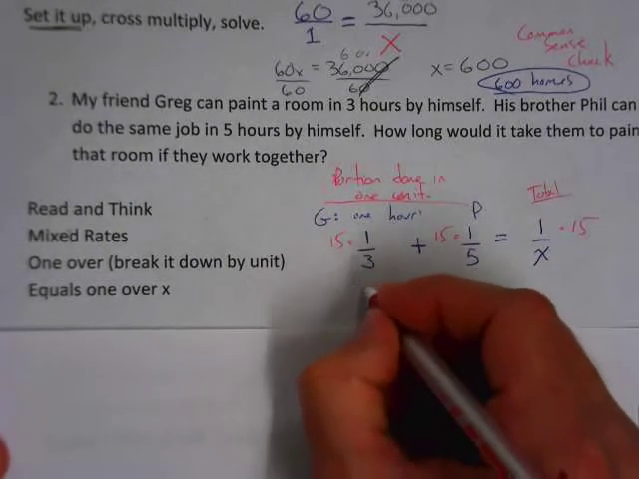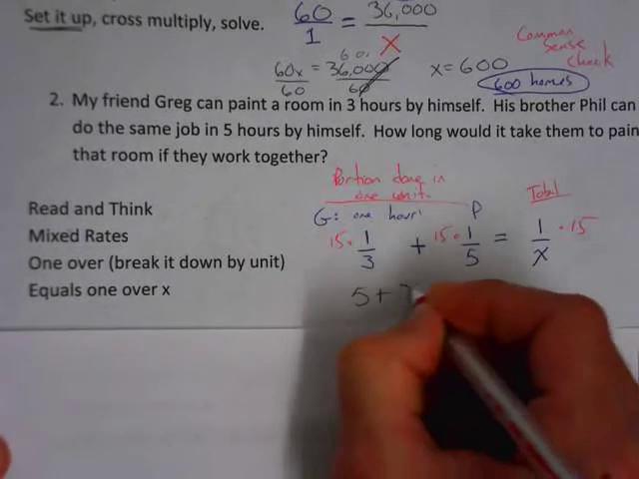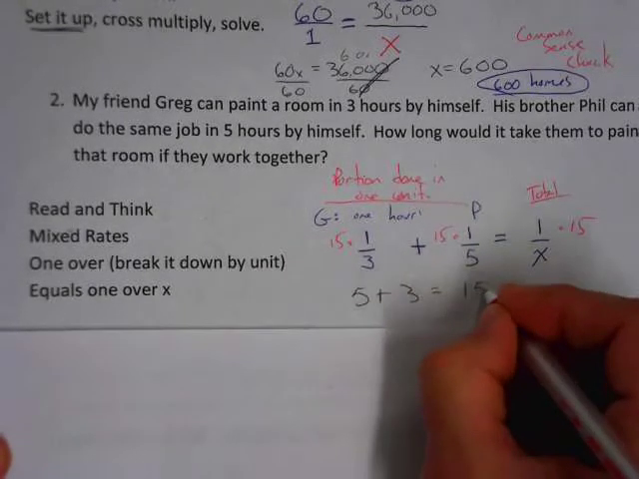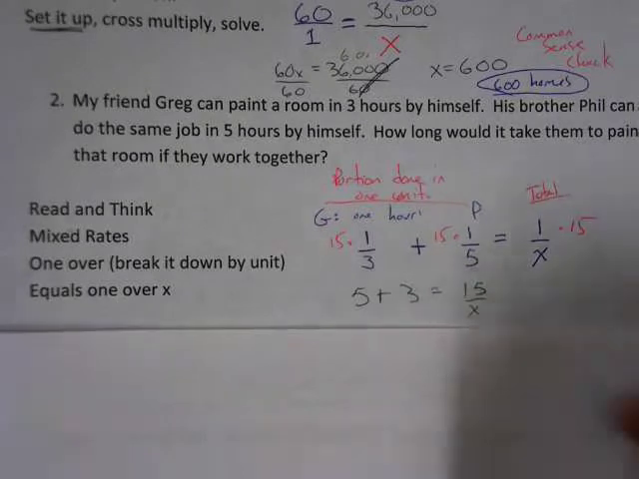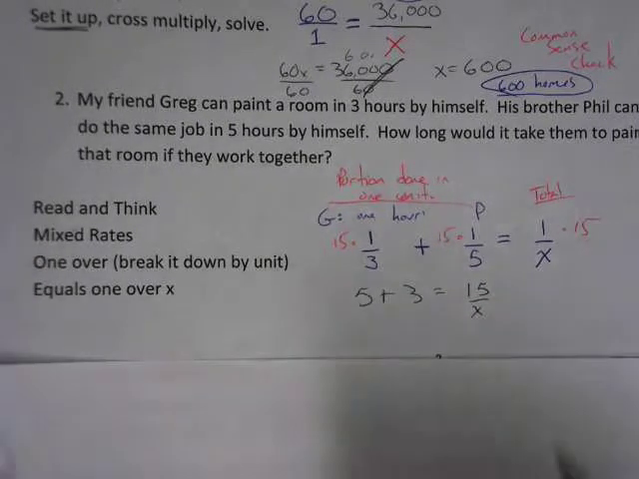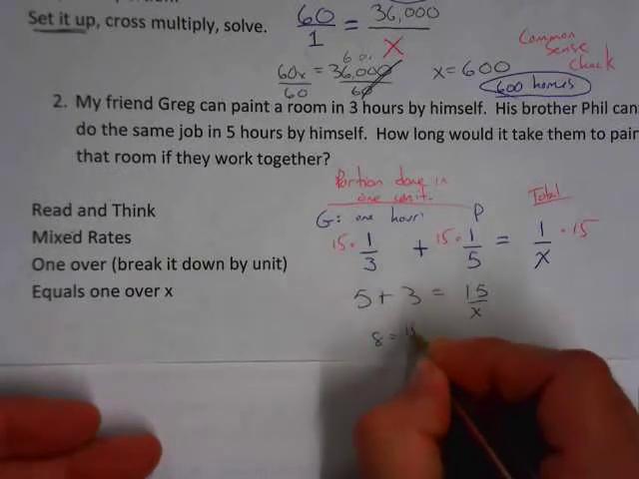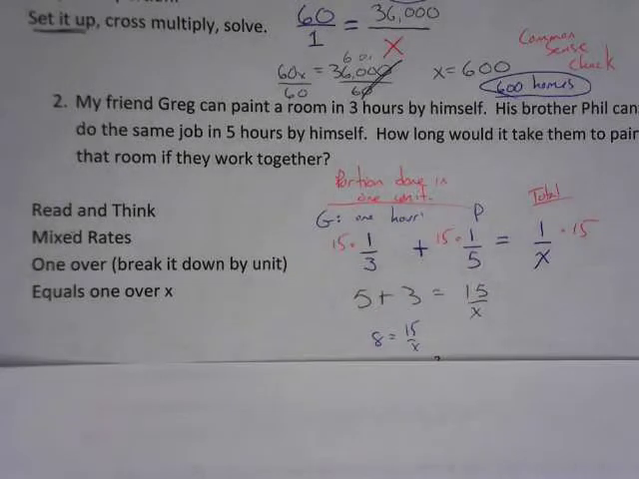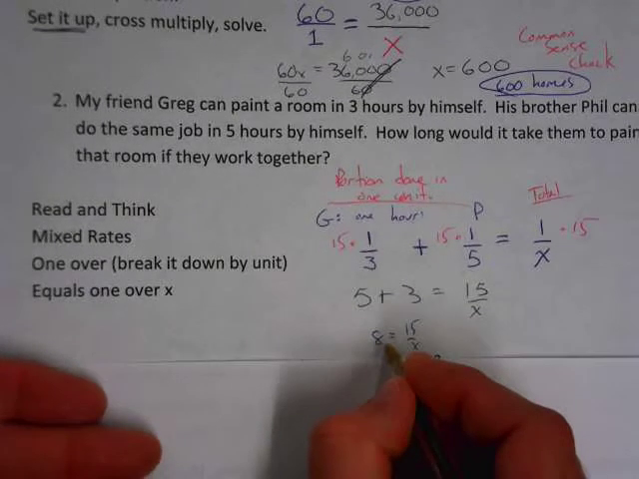15 divided by 3 is 5. 15 divided by 5 is 3. And then we'd be left with 15 over x. And so we can now solve, right? 5 plus 3 is 8. 8 equals 15 over x. Let's cross multiply or clear the fraction, either way.